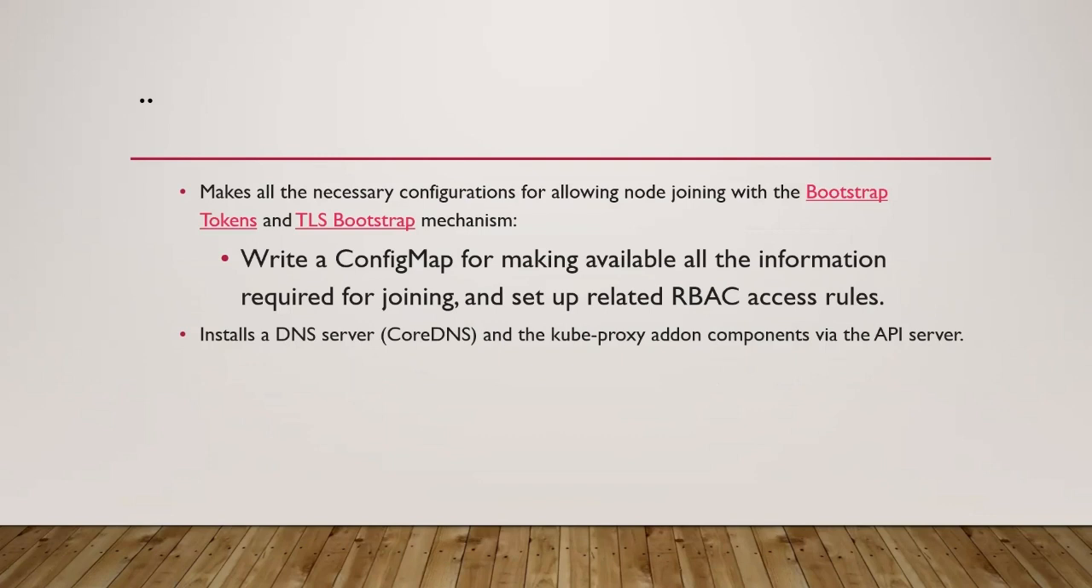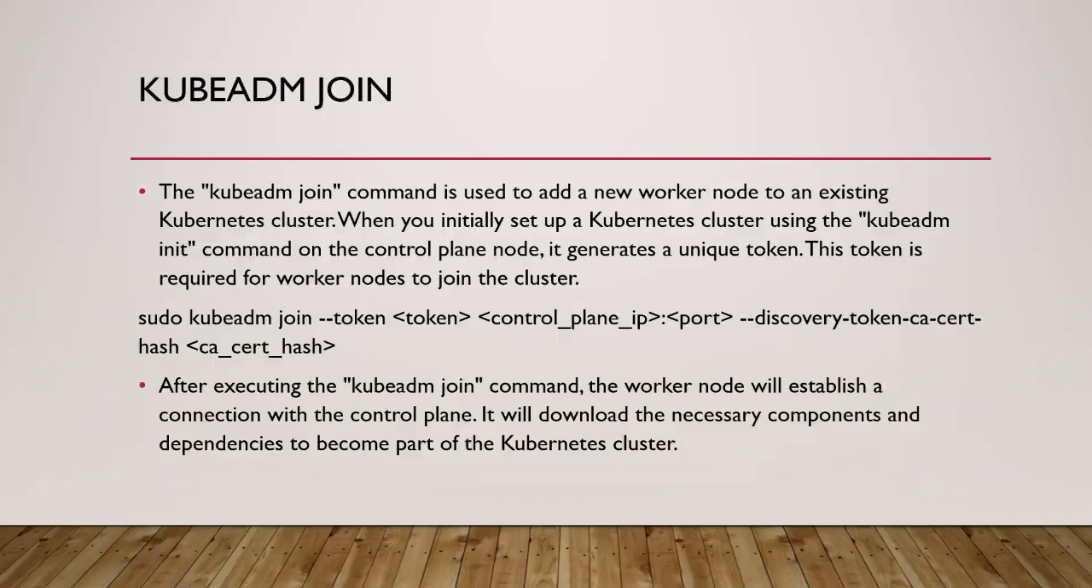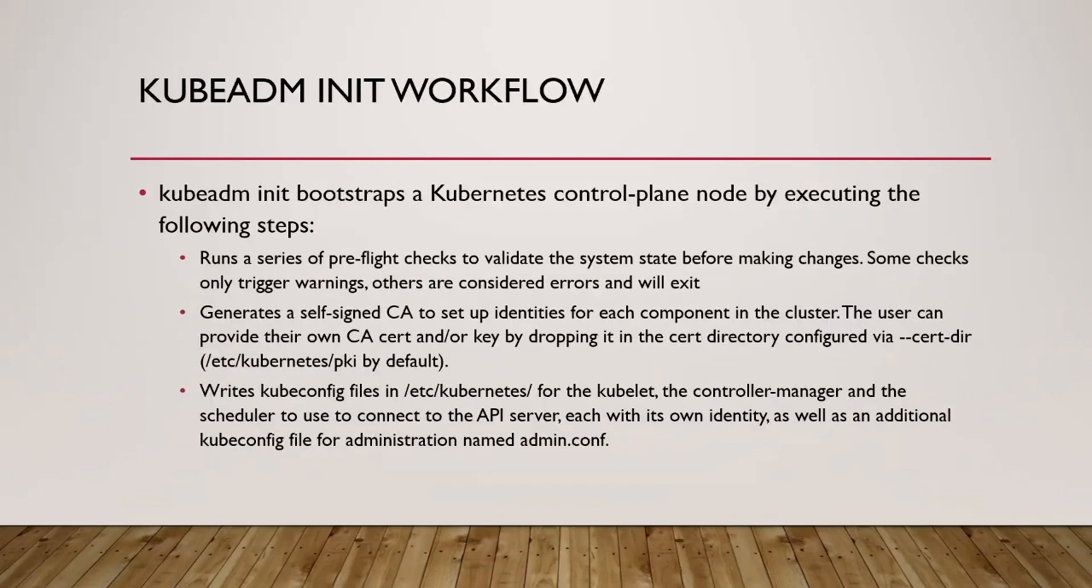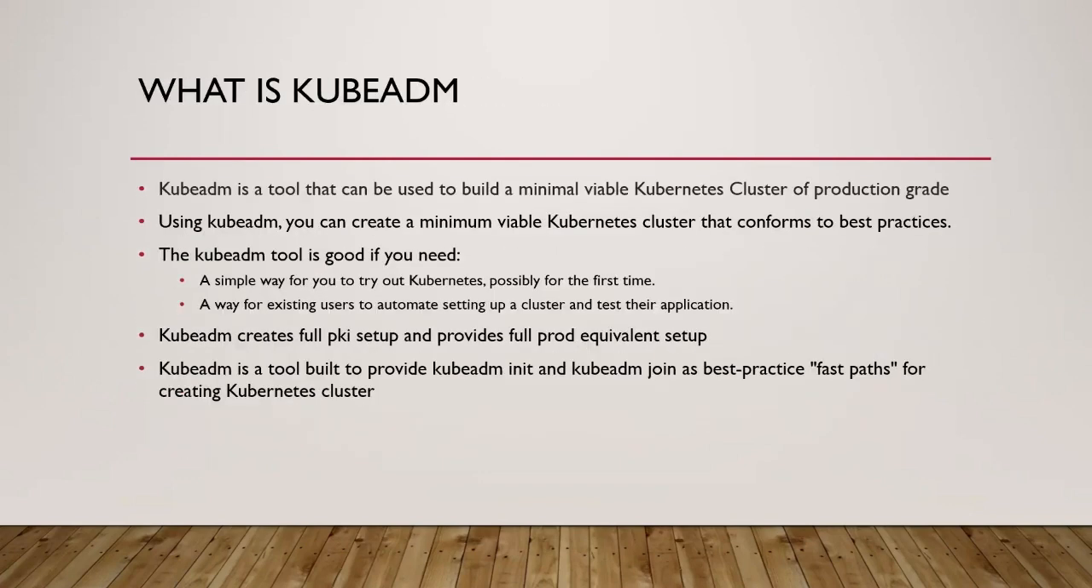So kubeadm init will set up all the master components as well as generate the bootstrap token. It writes a config file making available all the information required for joining, and sets the RBAC rules. It installs the CoreDNS and kube-proxy components as well via the API server. So the basic idea is kubeadm is a tool which you need to install on all your cluster virtual machines, like master and worker nodes. On the master, you will be running the kubeadm init command.